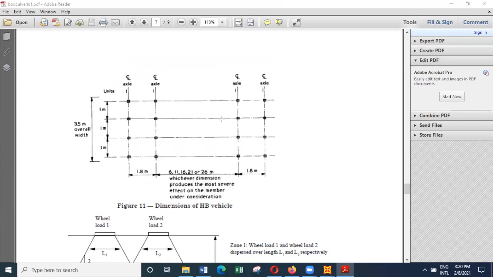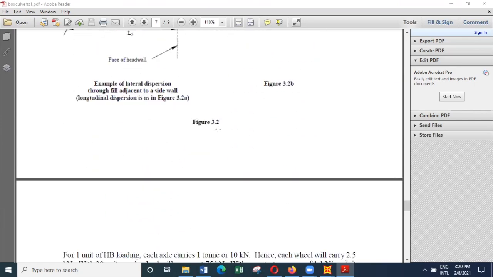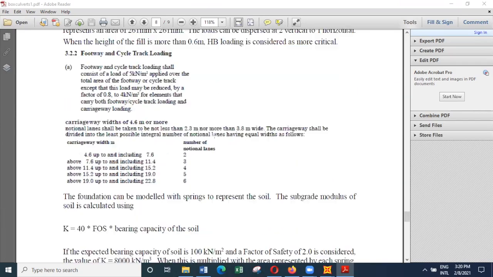This is the B-type loading. But before that, I'll come to this loading. Here you can see the loading width can vary from 4.6 meters to 7.6. That means the width of the lane can vary from 2.3 meters to 3.8 meters. But whereas in the Eurocodes, the lane width is limited to 3 meters. So lane width is 3 meters.